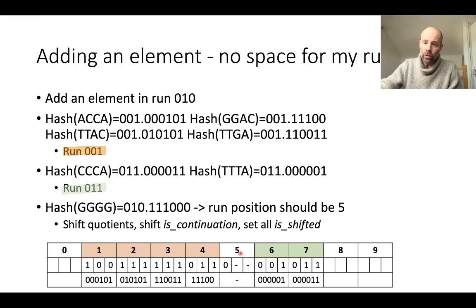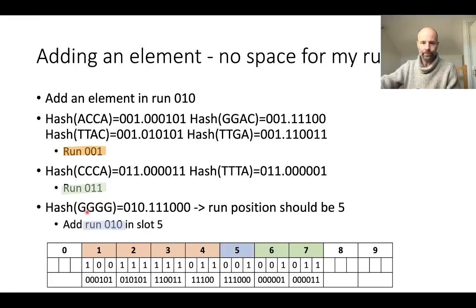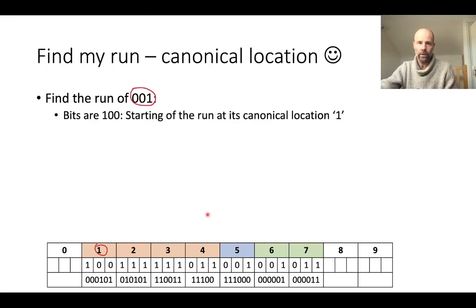I took all the green run here and I shifted it to the right, conserving the same bits and conserving, of course, the same remainders. And now this slot is empty and I can put my new element. And this is done. So now I have 3 runs in this quotient filter. And that's it for the examples.